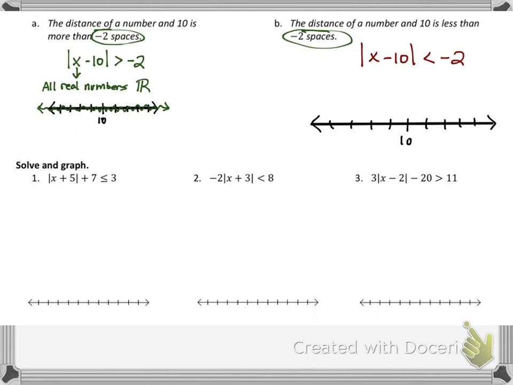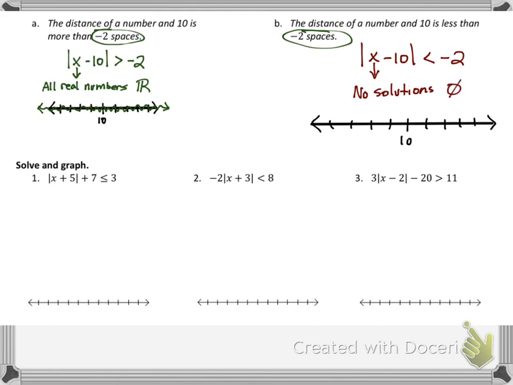Okay, so here's my 10. I'm thinking of a number. The distance between this number and 10 is less than negative 2 spaces. Well, 0 spaces is 10. Negative 2 spaces doesn't even exist. So that's nothing. This is not even possible. So there's no solutions for this x value.